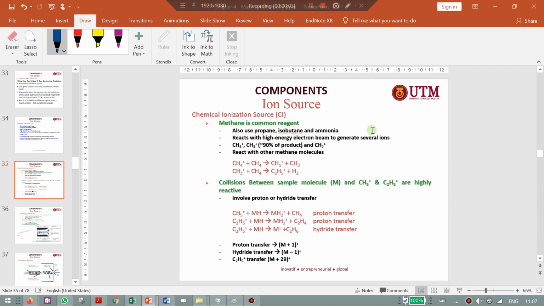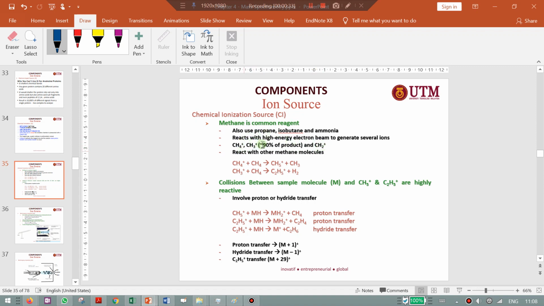In the chemical ionization source, methane is the common reagent that provides the reagent ions. As other examples, we can also use propane, isobutane, ammonia, and some metals such as potassium and sodium. The methane reacts with a high energy electron to generate several ions such as CH4 plus, CH3 plus, as well as CH2 plus. The most common one is CH3 plus.